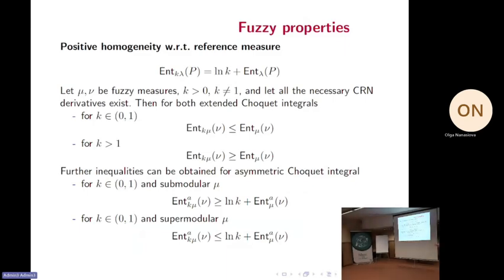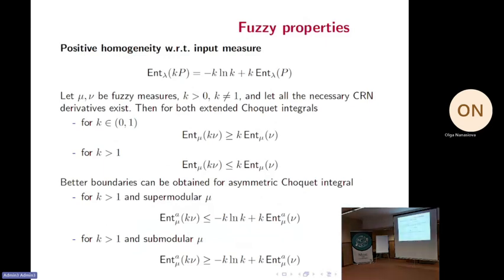If we don't want to add any additional properties, we only get the inequalities here for both extended Choquet integrals. And if we assume, moreover, something like submodularity or supermodularity of the reference measure, we can get something very similar in the formula. However, there is only an inequality here, and we need to assume only a symmetric Choquet integral. It does not hold for the symmetric one. Very similar results can also be obtained with the input measure.